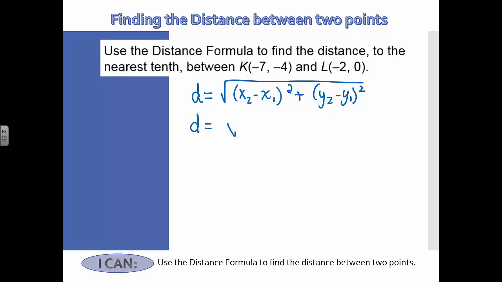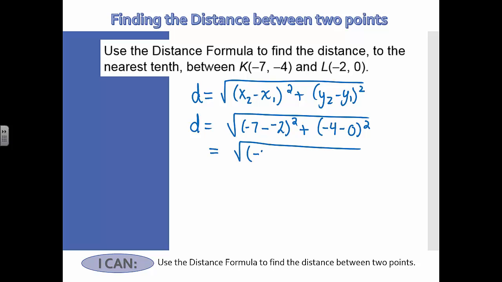So the distance is equal to the square root of x2, it's -7, minus x1, which is -2, quantity squared, plus y2, which is -4, minus y1, which is 0, quantity squared. That's equal to the square root of, that's going to give me -7 plus 2 squared, and this is going to give me -4 squared. That's the square root of -5 squared plus -4 squared.